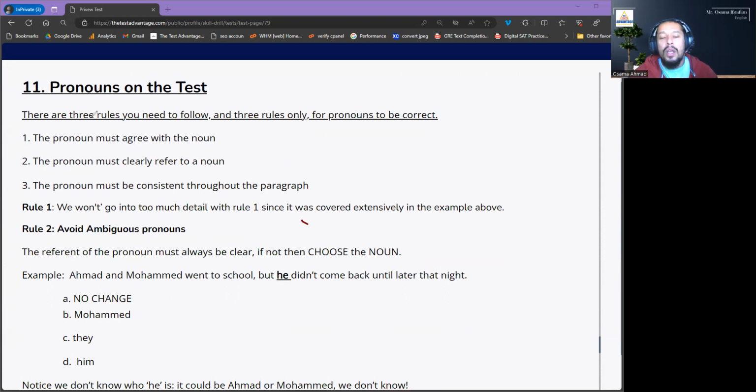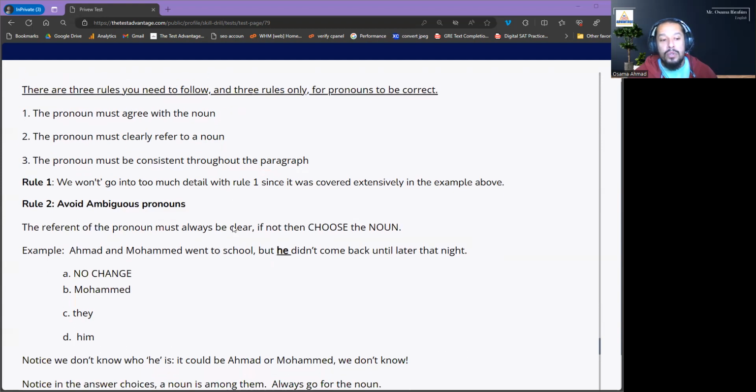We said number 1, the pronoun must agree with the noun. Singular, singular. The pronoun must clearly refer to a noun. The reference must be clear. The pronoun must be consistent throughout the paragraph. Okay. So rule number 1, I won't talk much about it. Rule number 2 is important, because rule number 2, you'll probably see this the most.